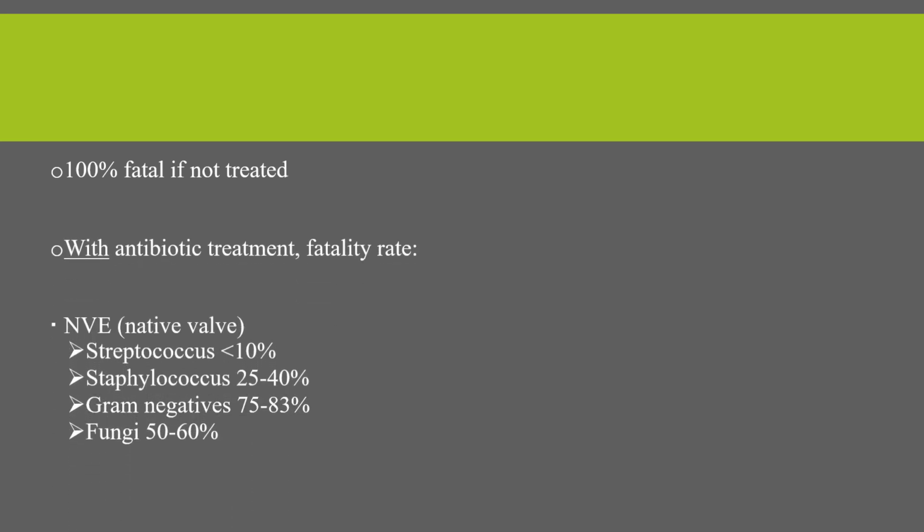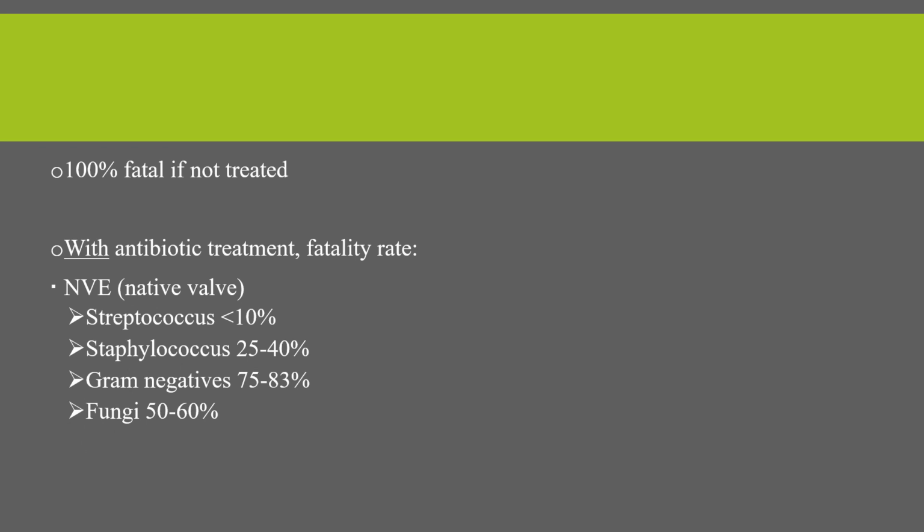When we look at the mortality rate of a patient having infective endocarditis, it is 100% fatal if not treated. And with appropriate antibiotic treatment, the fatality rate for native valve endocarditis is around 10% for streptococcus to around 83% for fungal and gram-negative etiologies. And prosthetic valve endocarditis has a 30 to 53% mortality rate.